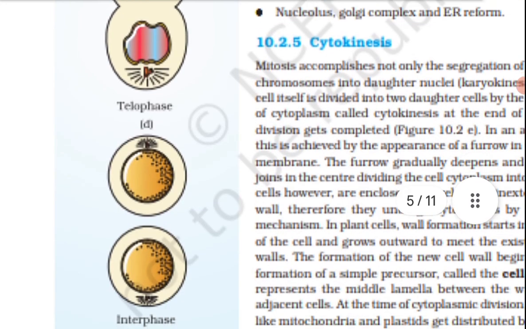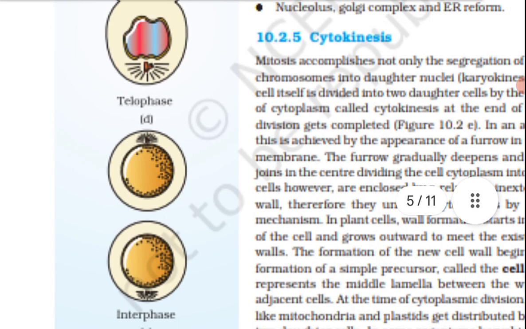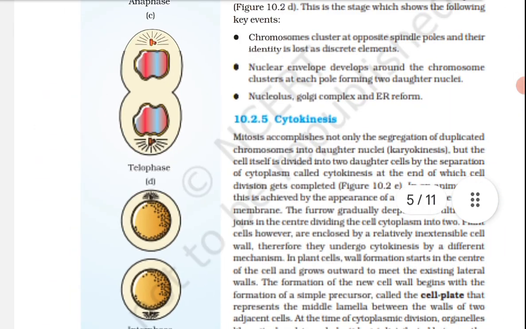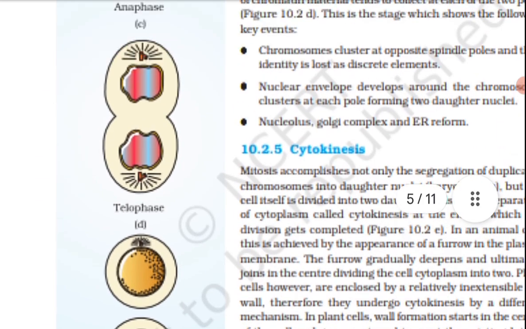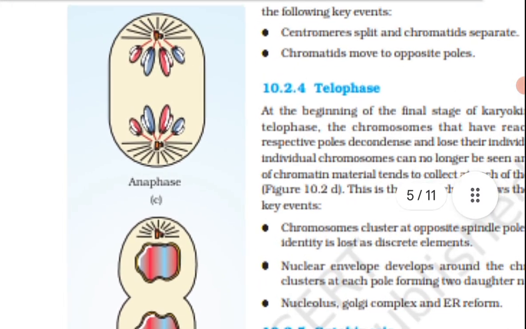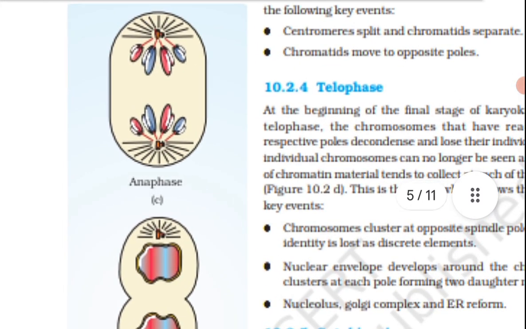In plant cells, wall formation starts in the center of the cell, and grows outward to meet the existing lateral wall. Where will it grow? Outward. Even if changed to inward, the correct answer is outward. Understood? To meet the existing lateral wall.